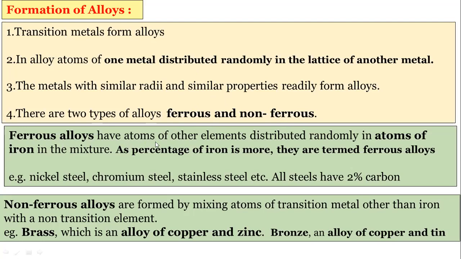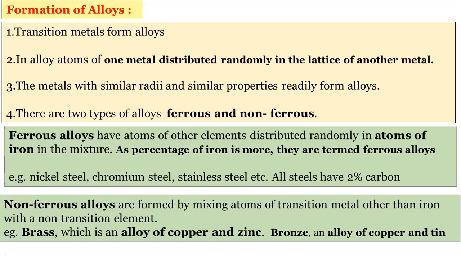The ferrous alloys have the atoms of other elements distributed randomly in the atoms of iron, because the percentage of iron is more. These are called ferrous alloys. For example, it is given nickel steel, chromium steel, then stainless steel. These are the ferrous alloys in which the percentage of iron is more, then the percentage of nickel is less, then the percentage of chromium is less. So these are some examples of ferrous alloys.